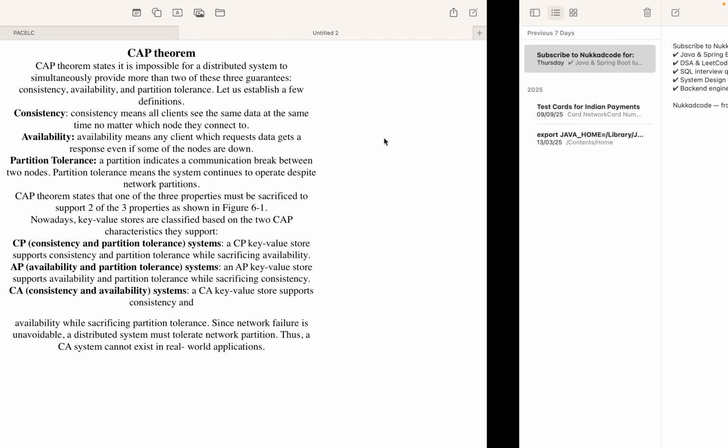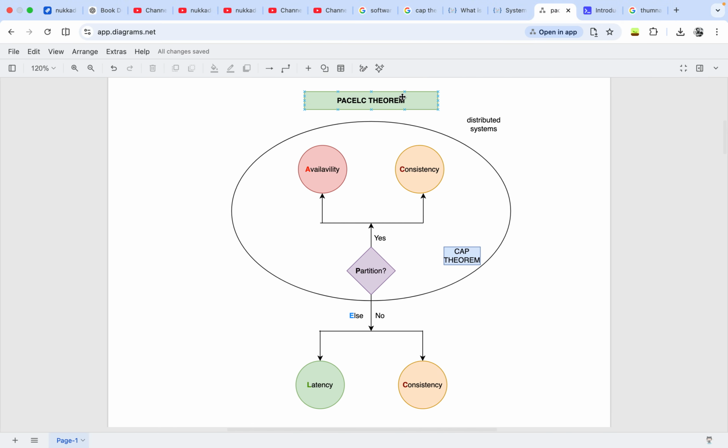Okay, now let me take you to the diagram. Here you can see this is the diagram for the PACELC theorem which I have created. You can see this is the CAP theorem; till here it is the CAP theorem. What it says is, if there is a partition, and partition means network failure, the nodes are not communicating with each other.